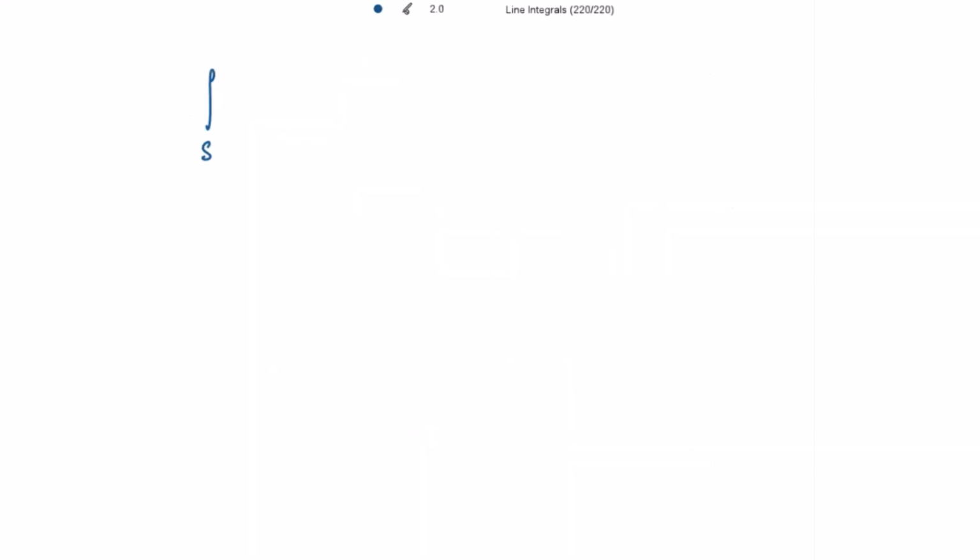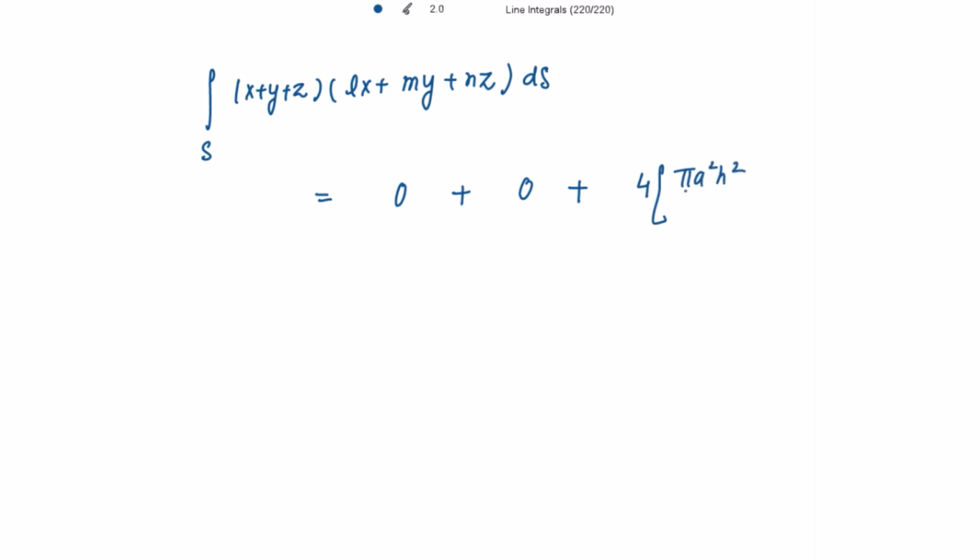we get this given surface integral is equal to the first integral, which is 0, plus the second integral, which is 0, plus the third integral, which is 4 times pi a square h square divided by 2. So that is equal to, cancelling this, we get 2. So this is 2 pi a square h square. Hence we have shown the required result.